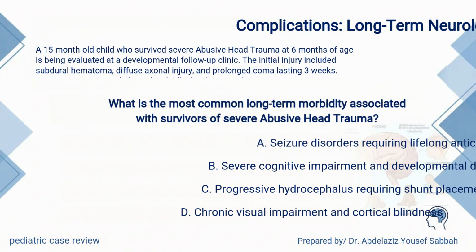Case 13. A 15-month-old child who survived severe abusive head trauma at 6 months of age is being evaluated at a developmental follow-up clinic. The initial injury included subdural hematoma, diffuse axonal injury, and prolonged coma lasting 3 weeks. Parents are concerned about the child's developmental progress. What is the most common long-term morbidity associated with survivors of severe abusive head trauma? Option A. Seizure disorders requiring lifelong anticonvulsant therapy. Option B. Severe cognitive impairment and developmental delays. Option C. Progressive hydrocephalus requiring shunt placement. Option D, chronic visual impairment and cortical blindness.